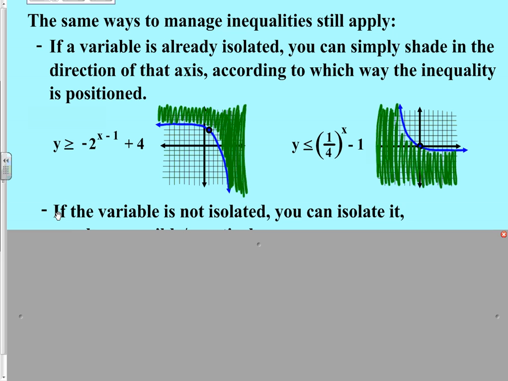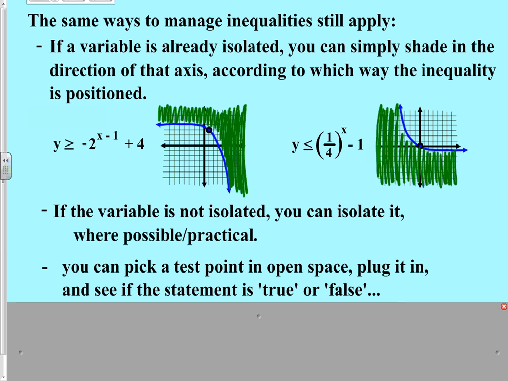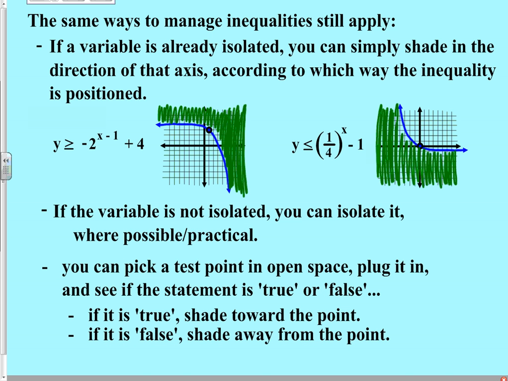Now, of course, those are, like I said, the easy way to do it when one of the variables is already isolated for us. Hopefully, if the variable is not isolated, then we will be able to isolate one without too much difficulty. But if you run into an equation that is too difficult to isolate a variable, or you're not confident in your ability to isolate a variable, you can always pick a test point in open space, plug that ordered pair x comma y into your inequality, and then simply read the inequality after you've plugged that in.